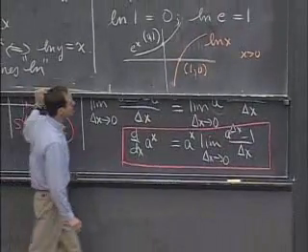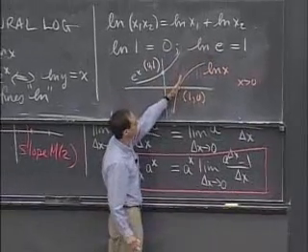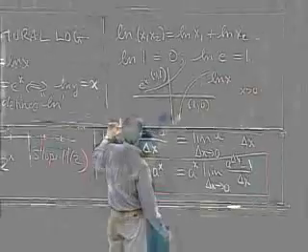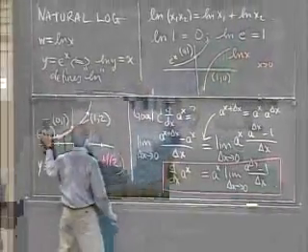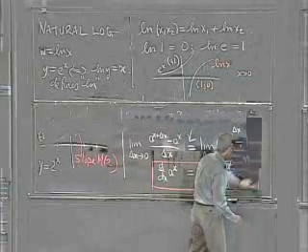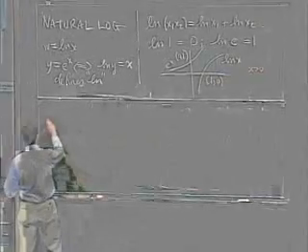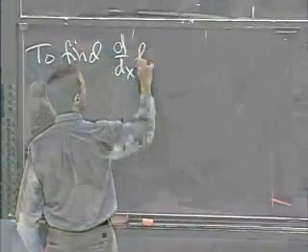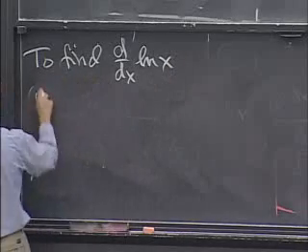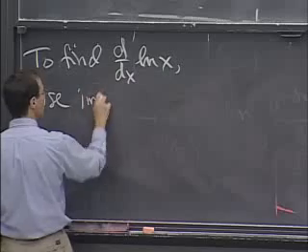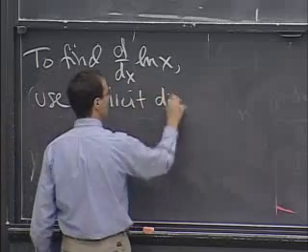Oh, one other thing I should mention is the slope here is 1, and so the slope there is also going to be 1. And now, what we're allowed to do relatively easily, because we have the tools to do it, is to compute the derivative of the logarithm. So to find the derivative of the log, we're going to use implicit differentiation. This is how we find the derivative of any inverse function.